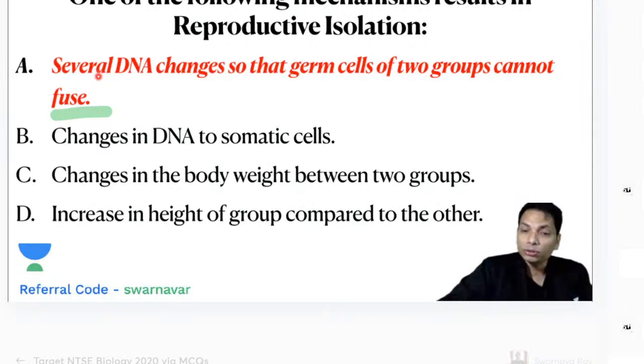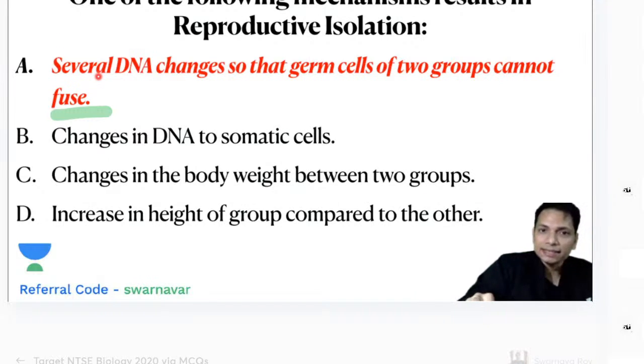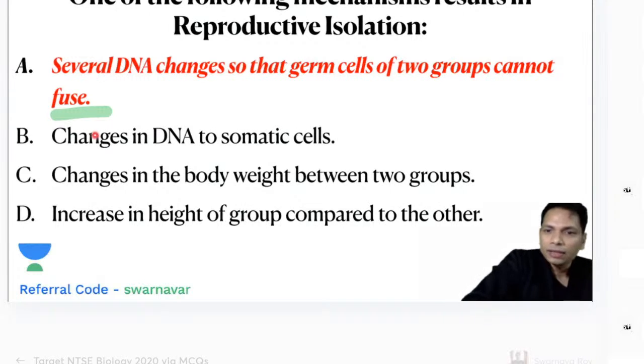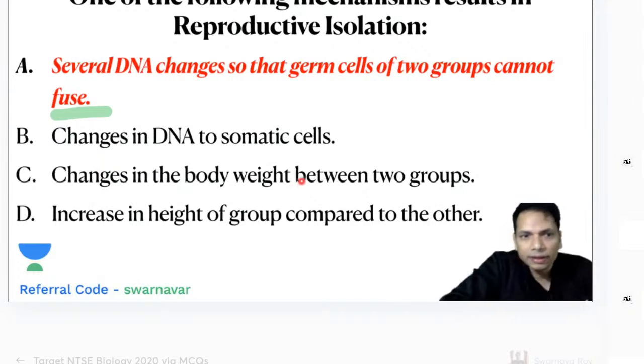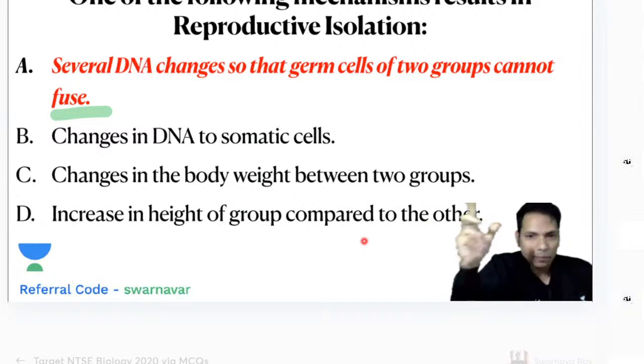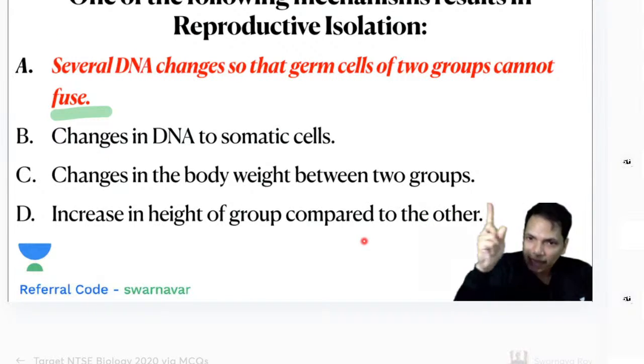How can this happen? When there are DNA changes in the germ cells, the germ cells cannot fuse and cannot give rise to offspring. Welcome, Aryan. But changes to DNA in somatic cells, meaning body cells, such as changes in body weight or increase in height, make no difference. Reproductive isolation will only happen if there is a problem in the gametes. All right.